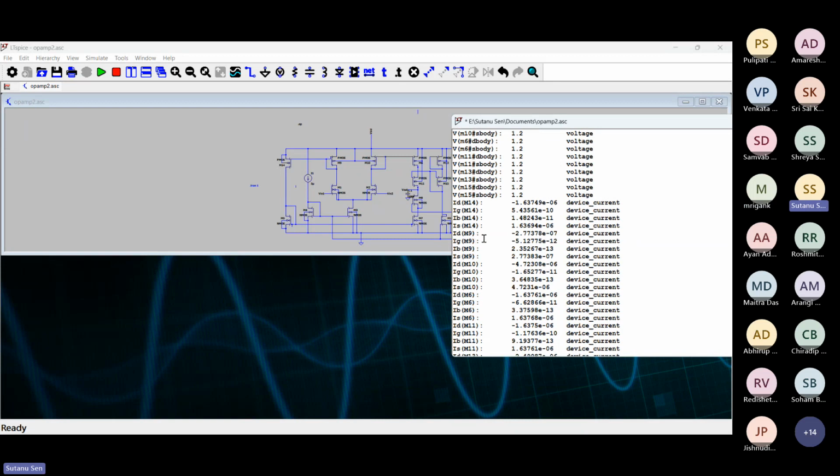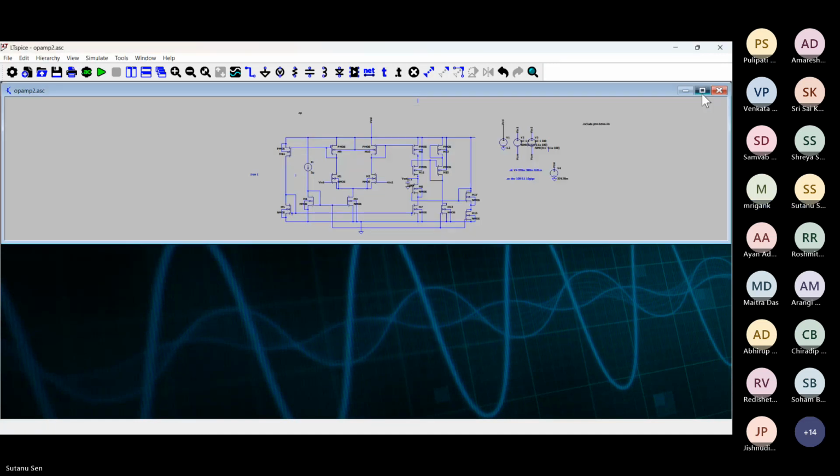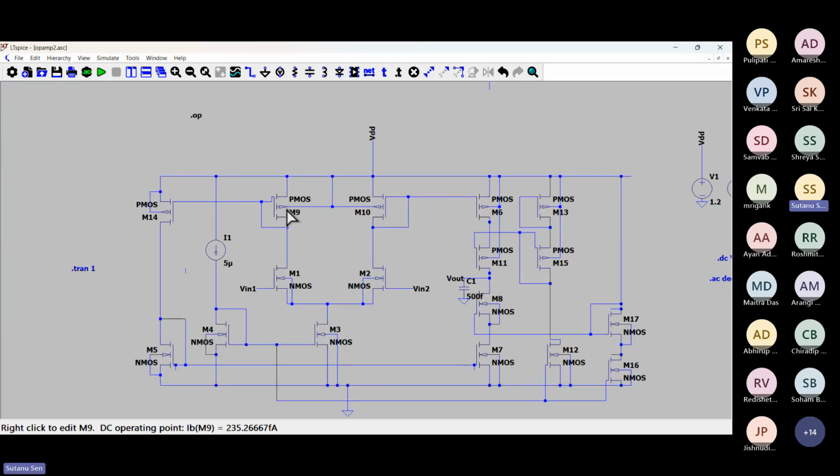Sir, in M9, we are getting almost 0.27 microamperes. M9 is, wait a minute. M9, yeah, M9 is 0.27 microamperes. Which one is the M9? One minute. Show me, sir. This one is M9, sir.